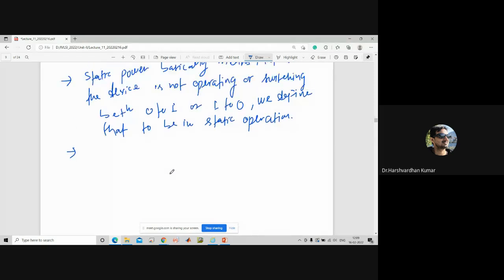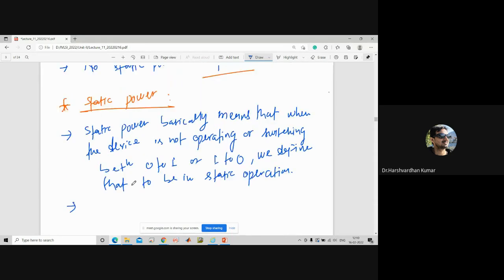Okay. So what is dynamic mode? What do you understand by the dynamic mode? The dynamic condition is when you have repeated switching. Whenever you give the input signal in pulse form, you will have continuous switching of the device. That condition is known as the dynamic condition.